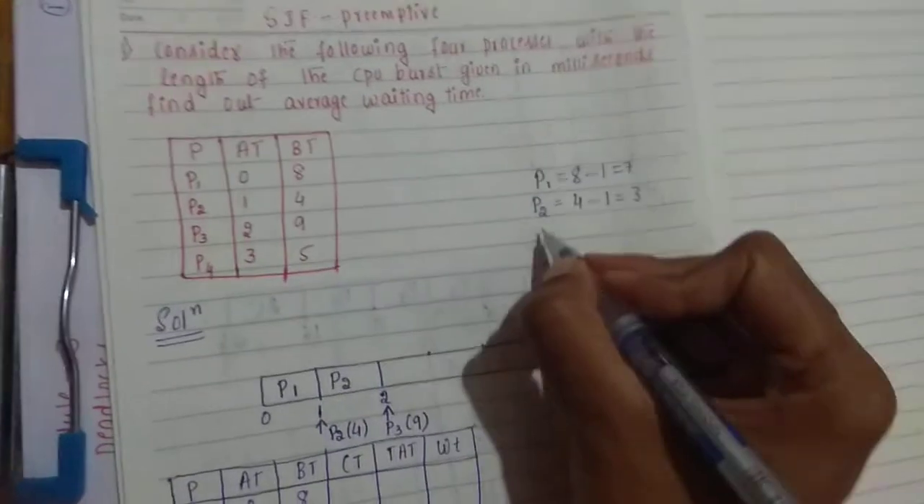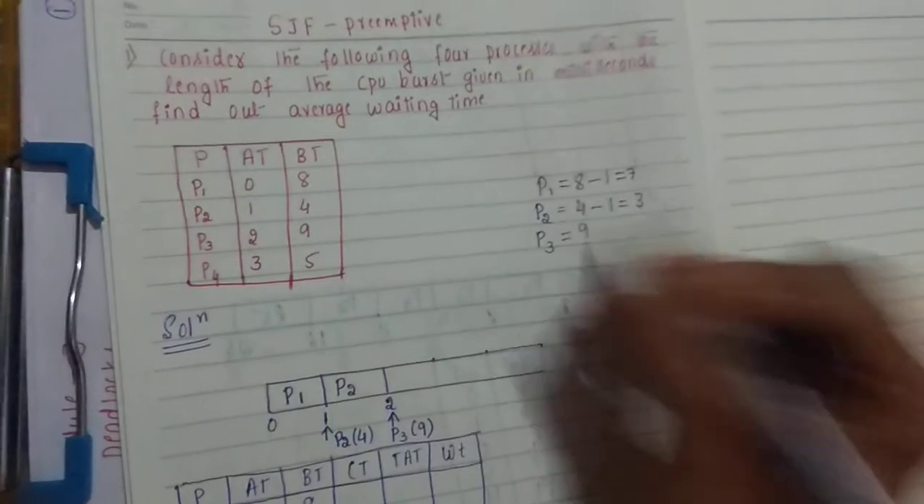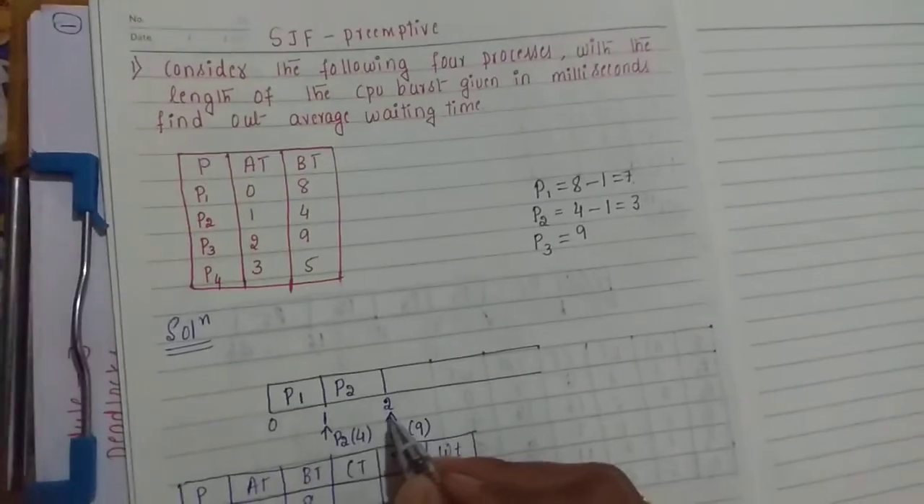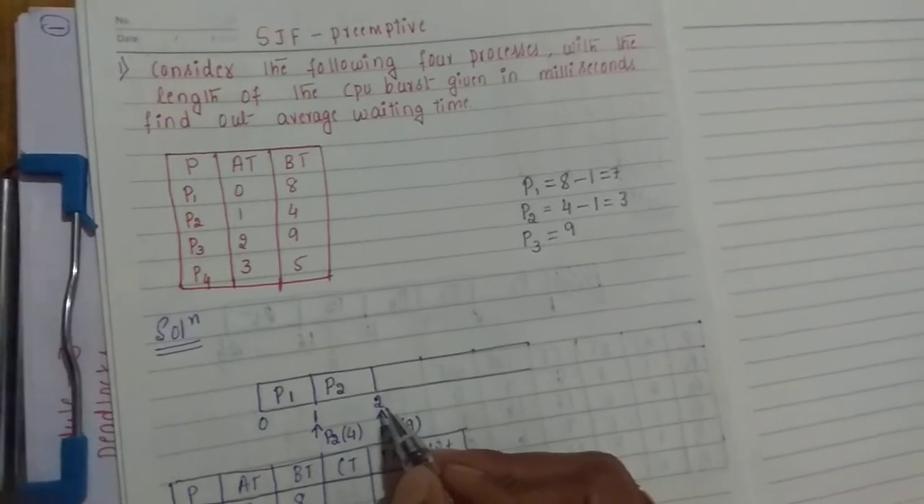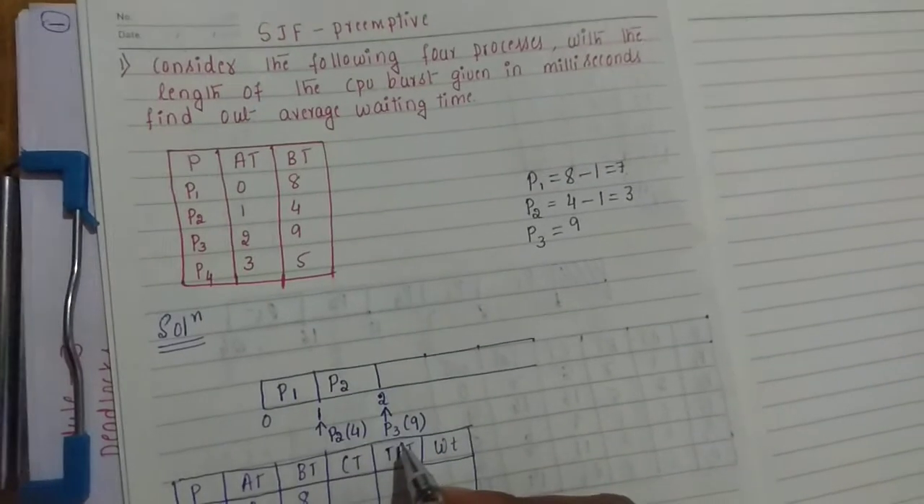And who is coming now? Process P3 is coming and he is having how many milliseconds? 9. Now at that point of time, you have three processes in an execution cycle: process P1, process P2, and process P3.